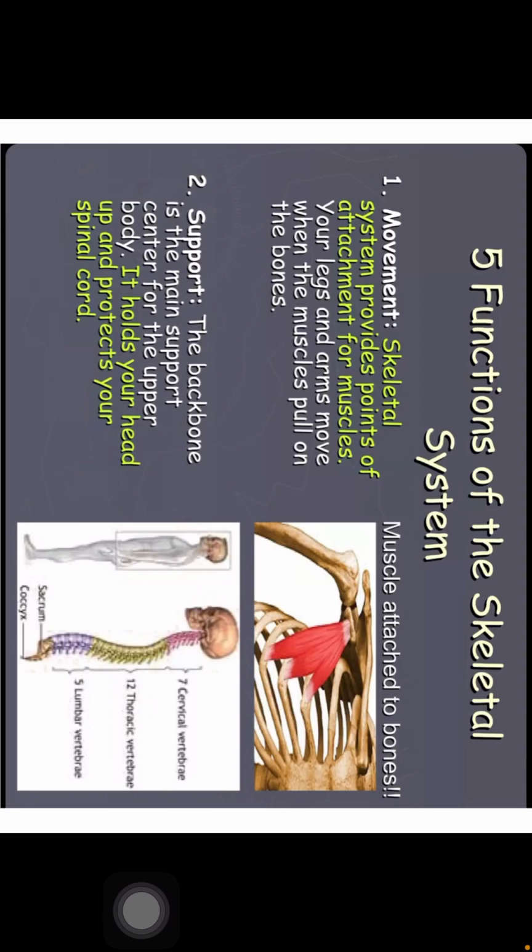And then number 2 is support. The backbone is the main support center for the upper body. It holds your head up and protects your spinal cord. So the backbone is the main support for the center of the upper body. The skeleton keeps the body upright and provides a framework for muscles and tissue.